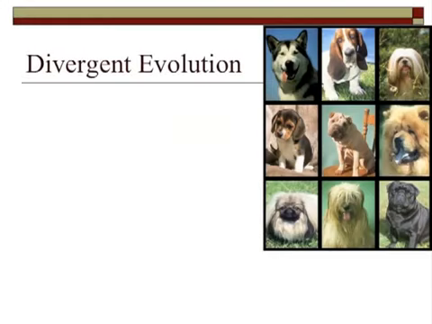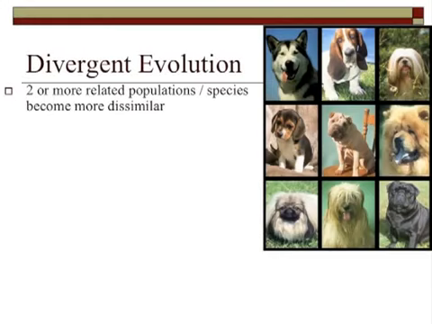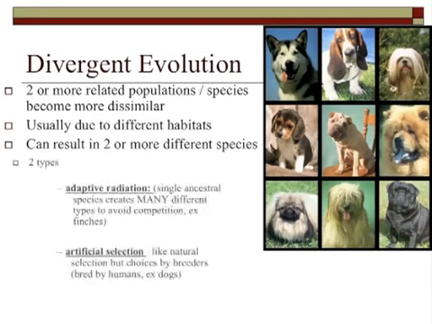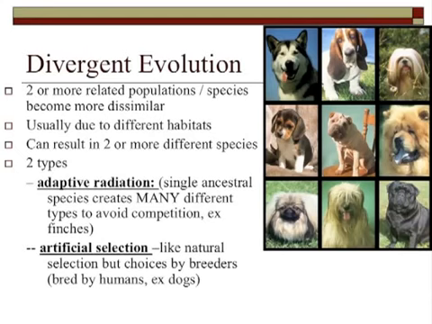The next type is divergent evolution. Divergent evolution is when a population diverges from each other and becomes two related populations and eventually species. And this is usually due to different habitats. So this is the actual process of speciation. So you have one population and one species becoming two.